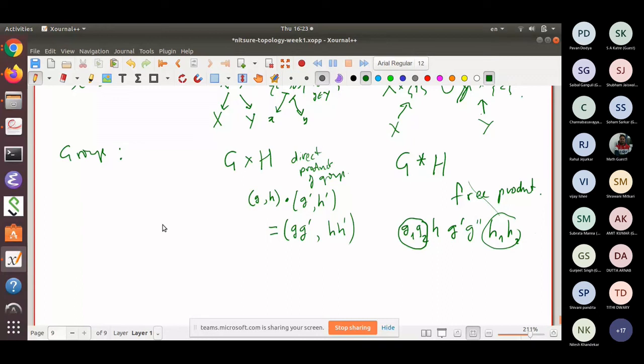I quickly told you. Okay, so already this is territory which some of you don't know. Now, to give you a very nice example, what is the free product of Z with Z? This is called the free group on two generators.